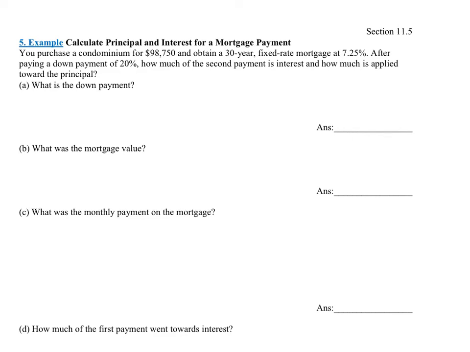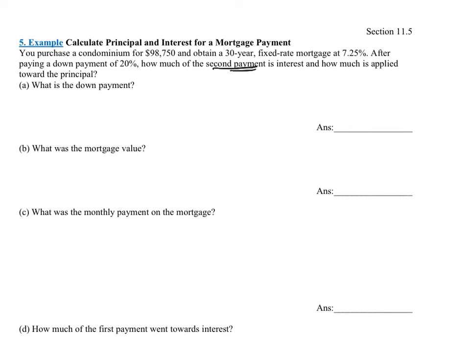So let's put it all together. I've broken down this one single question into several questions. It says you purchase a condominium for $98,750 and obtain a 30-year fixed-rate mortgage at 7.25%. After paying a down payment of 20%, how much of the second payment is interest and how much is applied towards principal? So that would be the question in the book.